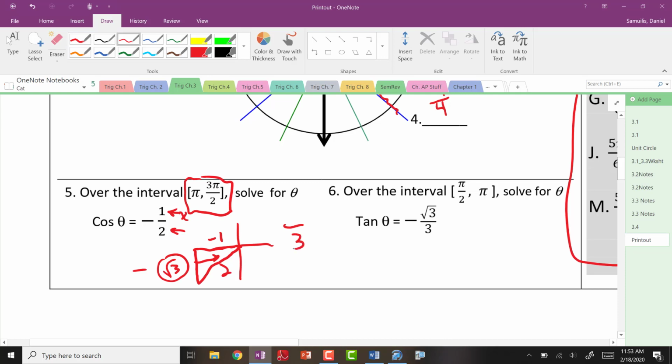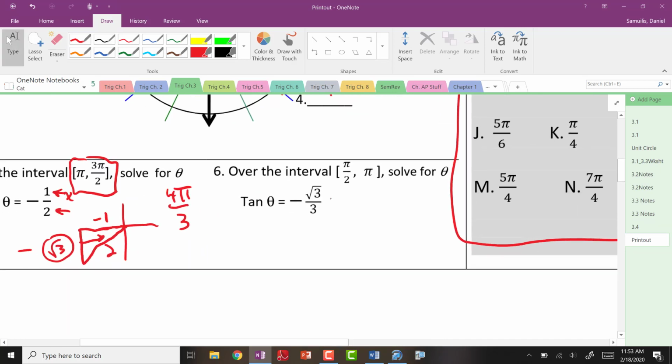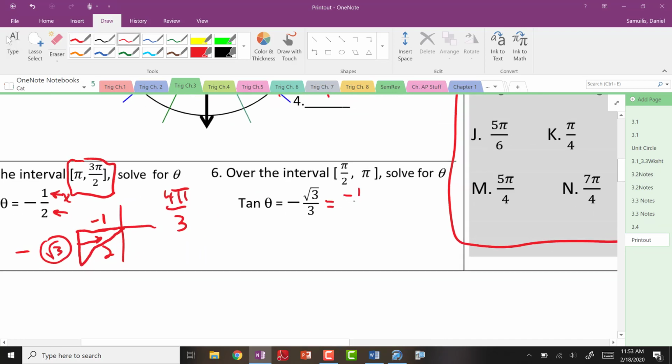Well, 60 is over 3. I still have people that don't know that. Okay, and it's 4 pi over 3. So that's another reason why we're going over this, knowing the fractions from looking at the unit circle. And then negative root 3 over 3? Nah, I'm going to make that -1 over root 3 so I know what's going on. Hey, what quadrant is that, by the way?